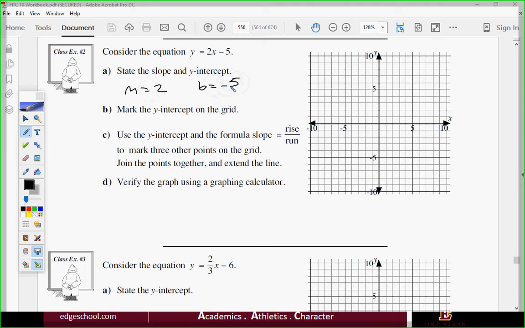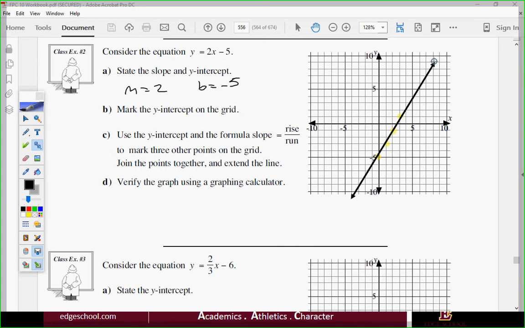Mark the y-intercept on the grid. So let's go mark it on the grid here. -5. Right there's my dot. Use the y-intercept in the formula for rise over run to mark other points. So we know if the slope's 2, it's going up 2 over 1. Up 2 over 1, up 2 over 1. And that's all you have to do. And then from here, we have enough dots to make our line. My line's a little bit off, but pretty close. So that's what it would look like.